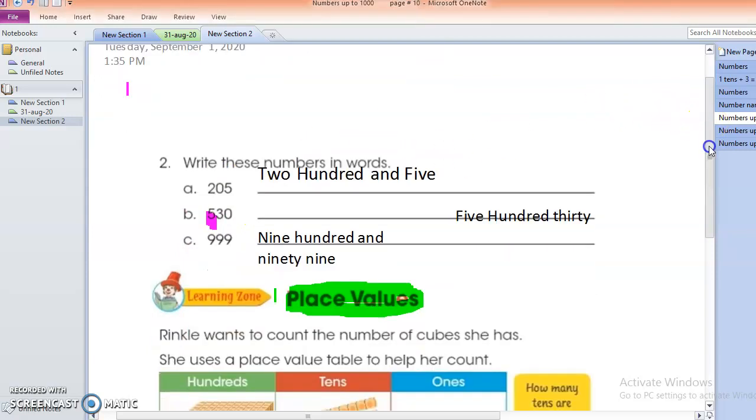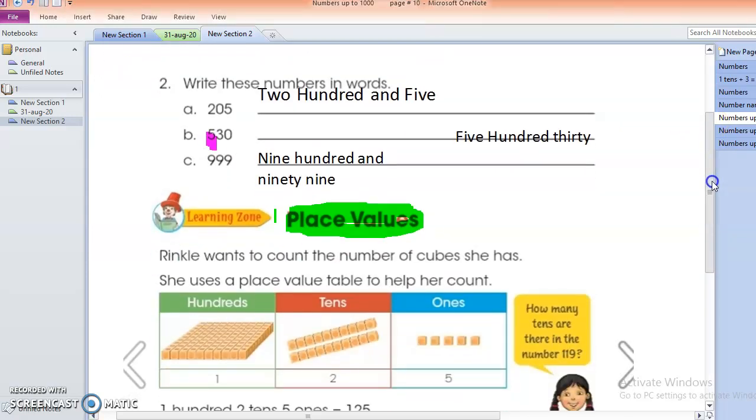So today we are going to complete page number 10, and as you can see, I have opened page number 10 on my screen. You need to open your book along with watching this screen. And what is question number 2 here? It says write these numbers in words. That means these numbers are given, and you need to write their number names.